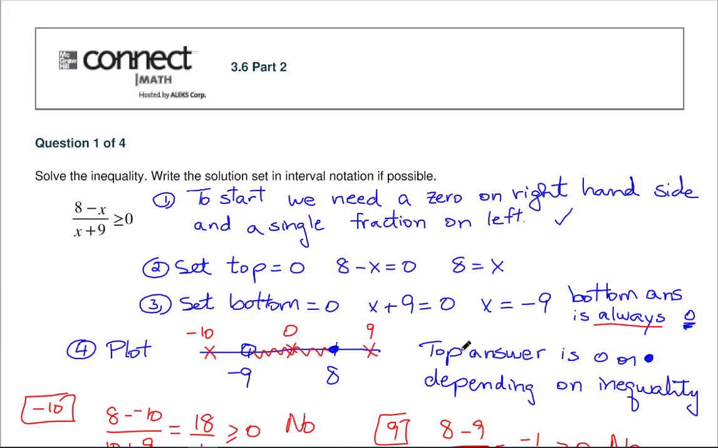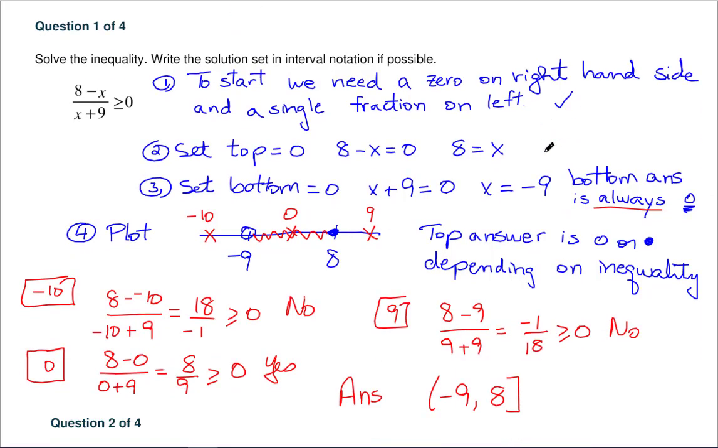Alright, on part 2 of section 3.6, we are looking at solving rational inequalities. Now with these, it's a similar kind of process, but to start off, the important part here is I need a 0 on the right and a single fraction on the left. If I don't have that, I need to make a 0 and often make a common denominator. But we have that here in question 1.